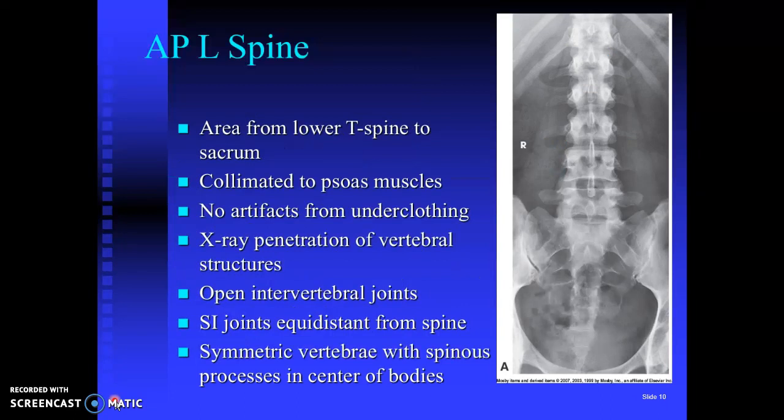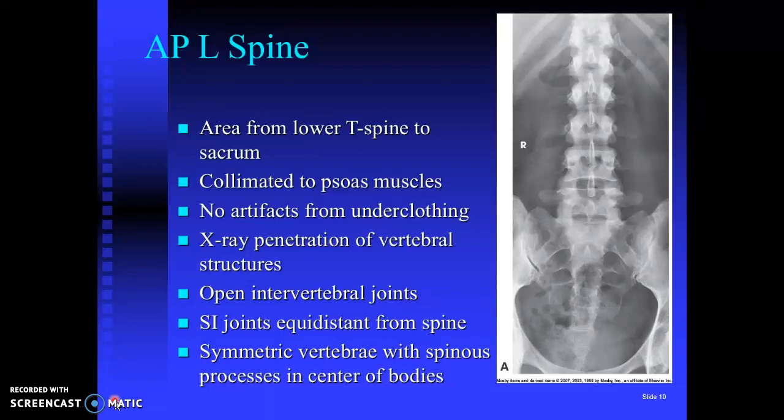The anatomy that we will see on a radiograph includes the entire lumbar, as well as the lower portion of the T-spine, generally T12. Collimate to include the psoas muscles. Ensure that there are no artifacts from clothing. That includes a waistband, the elastic waistband of pants.